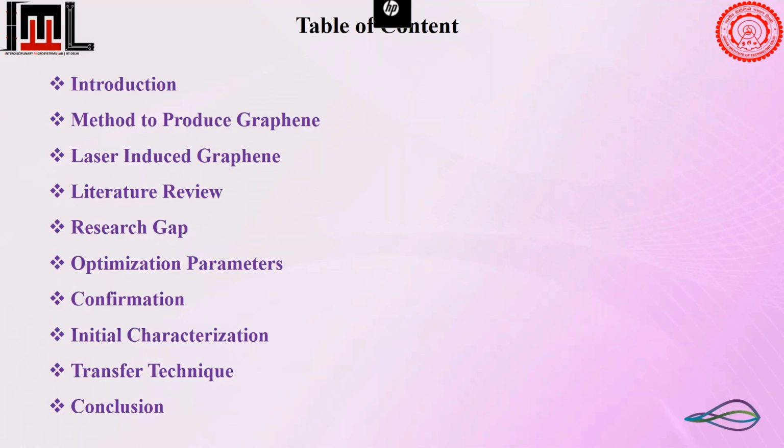So this will be the flow of my presentation. First, I will talk about graphene, why graphene is so important. Then we will see the method of creating this porous graphene, also known as laser-induced graphene. Then we will see some work that people have done in this field and some research gaps that really need to be covered right now in order to get optimized results. And finally, we will conclude our presentation with some confirmation and initial characterization.